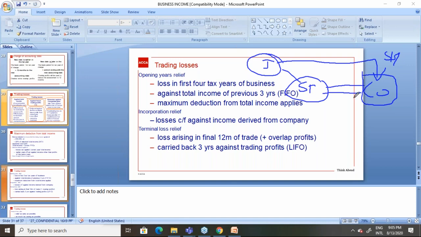from the company. So in the future, when the shareholder is going to receive income from the company, maybe as salary, maybe as interest, maybe as dividend, against that salary, dividend or interest, this carry forward loss can be set off. That is what we call incorporation relief here.